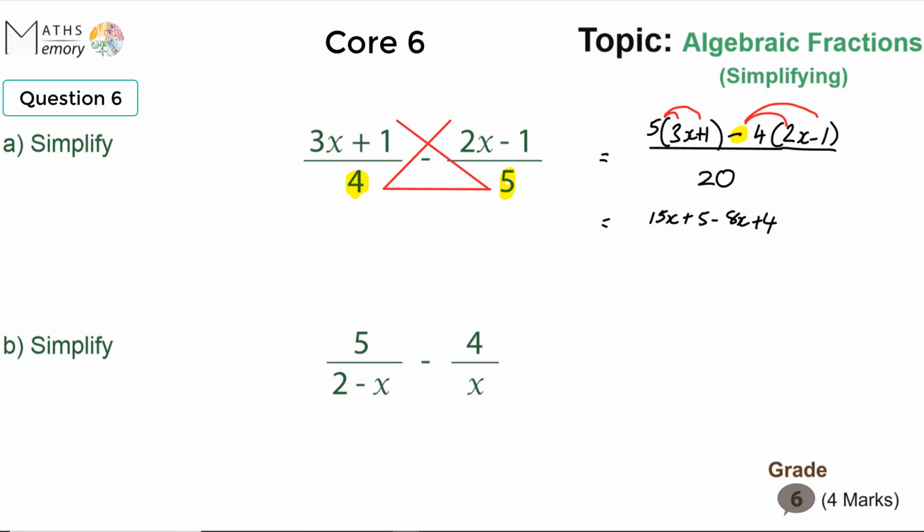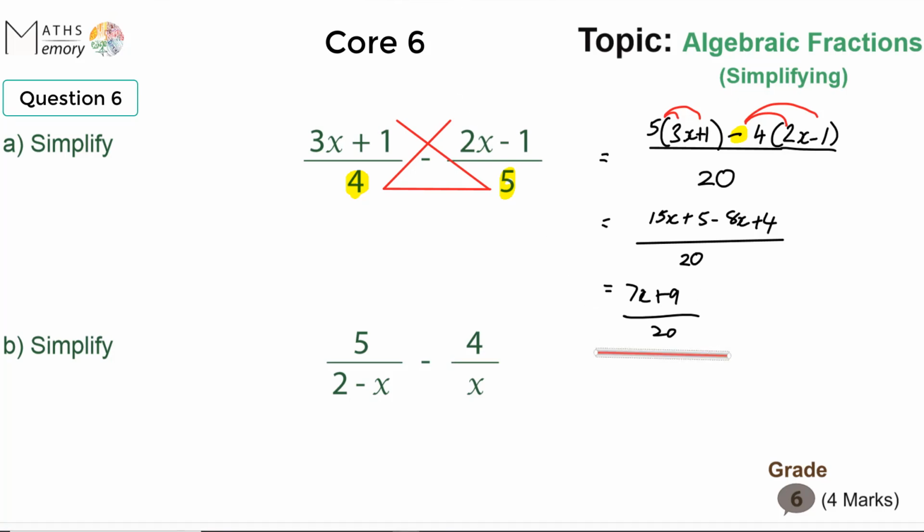So the last step, obviously, we put everything over 20, and we're going to simplify the numerator over here. So the final answer is going to be 7x plus 9, all over 20. And let's just highlight that for you over here. Okay, let's do now part B.